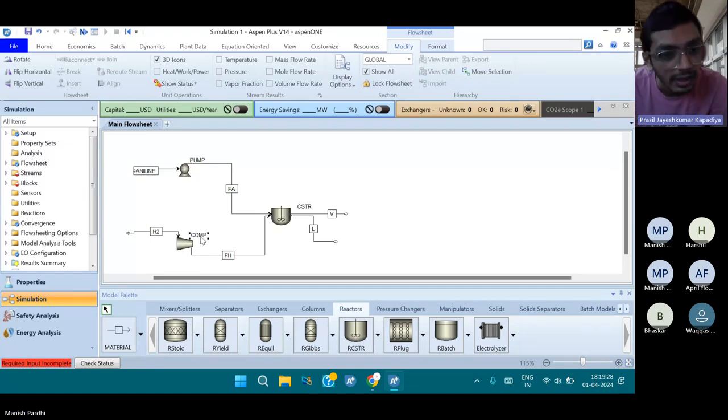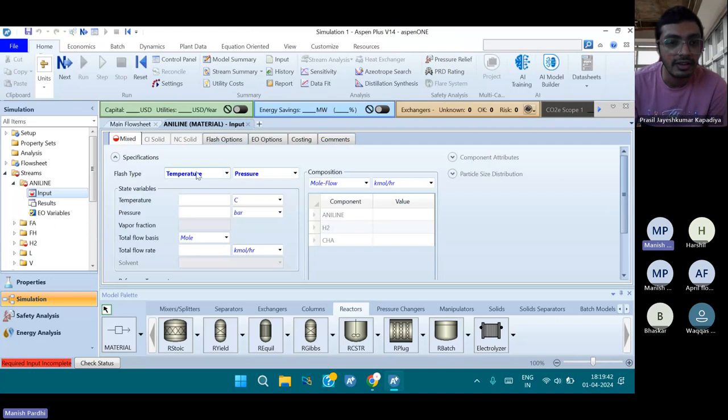Let's now add the aniline flow rate and aniline feed conditions. Next. So temperature is 95 Fahrenheit, the feed temperature to the pump. Be careful with units.